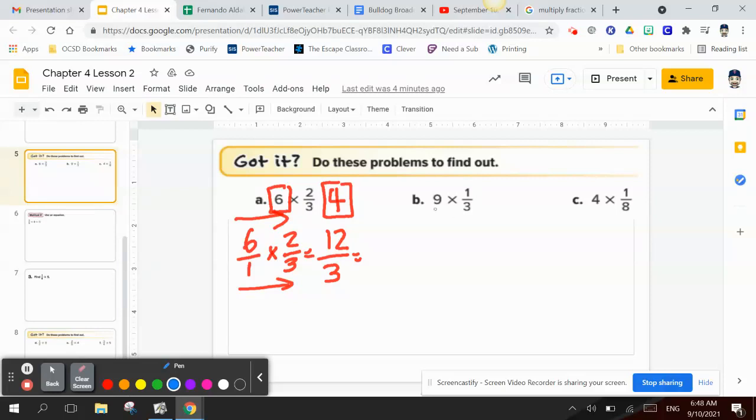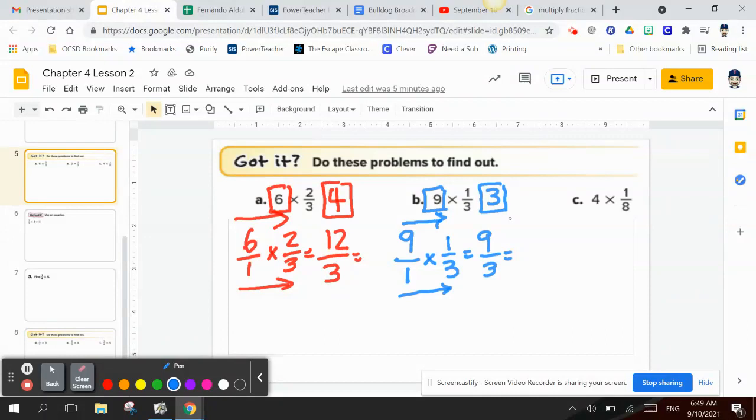If I go 9 times 1/3, I do the same thing. I change my whole number to a fraction over 1: 9 over 1 times 1/3. Same process. Numerator times numerator, 9 times 1 is 9. Denominator times denominator, 1 times 3 is 3. Then I divide 9 divided by 3, which is 3.